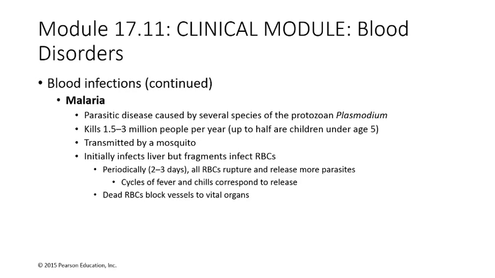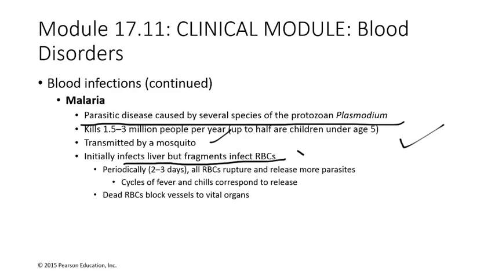Malaria, another condition of the blood. This is a parasitic disease caused by a protozoan, Plasmodium. And this is a big killer in the developing world, transmitted by a mosquito. The larvae of the parasite are in the mosquito. It's infected, goes to, initially infects the liver, but fragments start infecting the red blood cells, and you start getting this episodic rupturing of the red blood cells and release of more parasites. So there are these cycles of fever and chills, and those dead red blood cells can block vessels to vital organs, and that's what can kill patients.